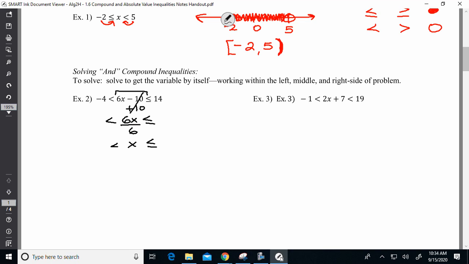But if you're going to do it in the middle, you have to do it everywhere else. That means you have to do it on the left, and you have to do the same thing on the right. Whatever you do in the middle, you do on the left and right hand sides of the problem. Any questions before we continue?